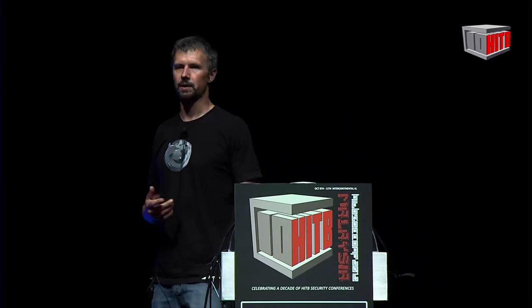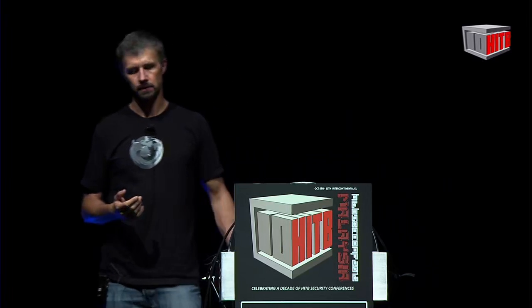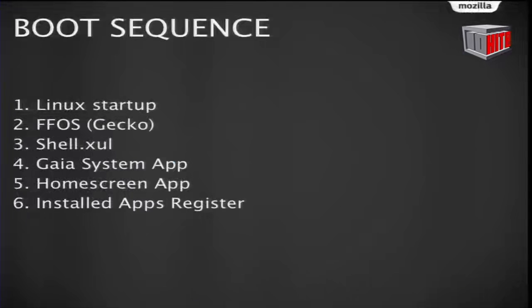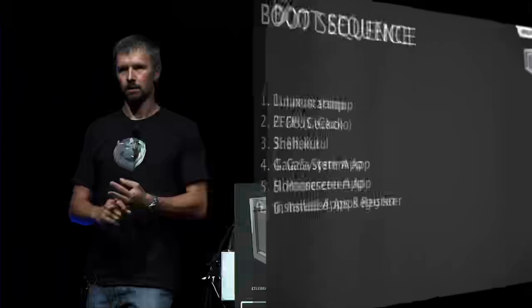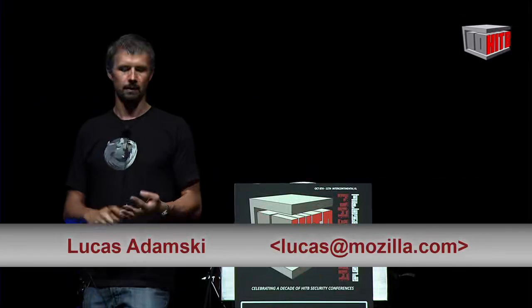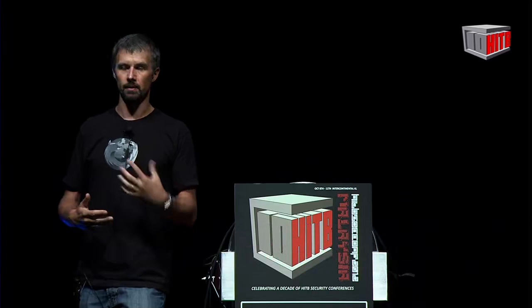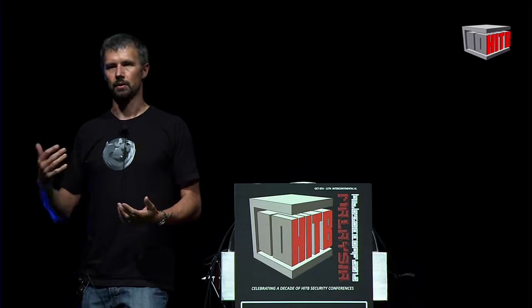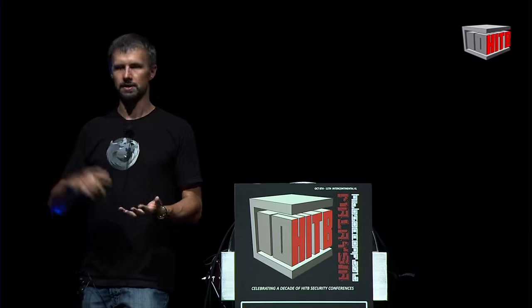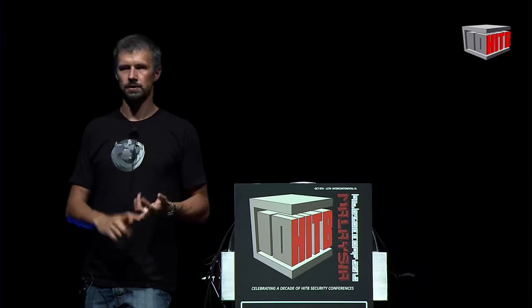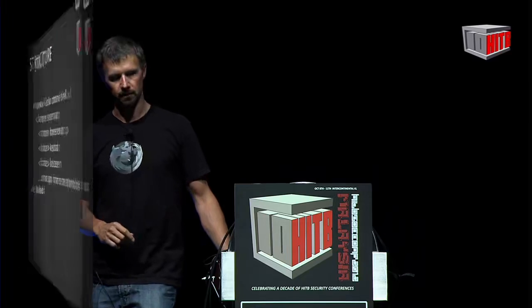As part of any OS, you have to figure out how to protect the OS as well. So we've done it a couple of ways. If you look at the boot sequence, just to give you guys a high-level overview, when it boots up, you have the Linux startup, right? And then you have Gecko start, which then starts shell.zool, which is a container essentially for what loads the Gaia system app, which then loads the home screen app, which then registers the core system installed apps that handle web activities, event activities, or system activities for SMS handling, telephone handling, radio state, Wi-Fi, and a bunch of other core system operations.